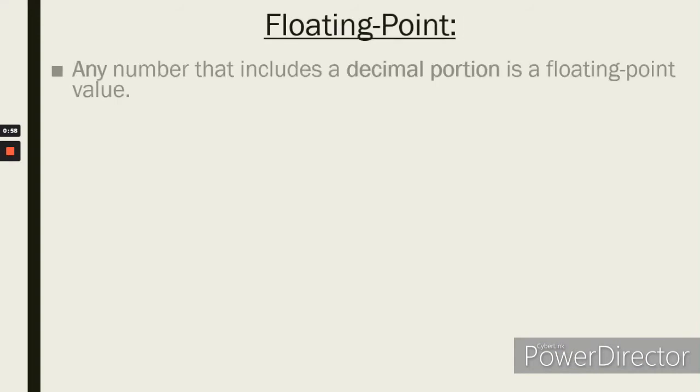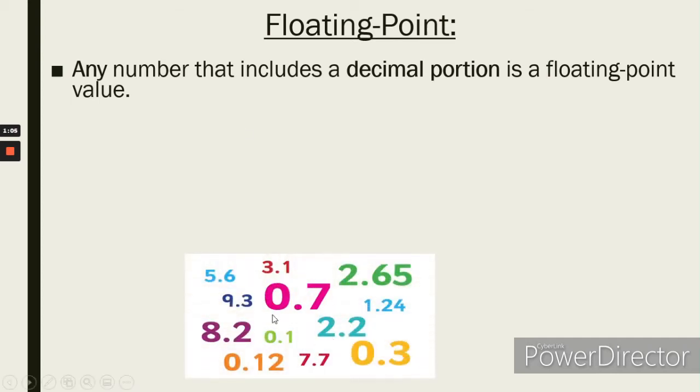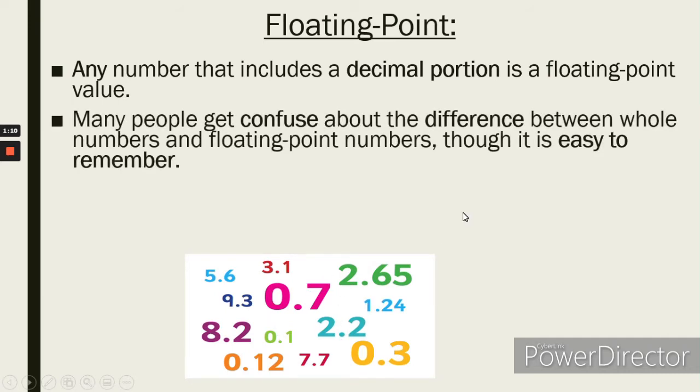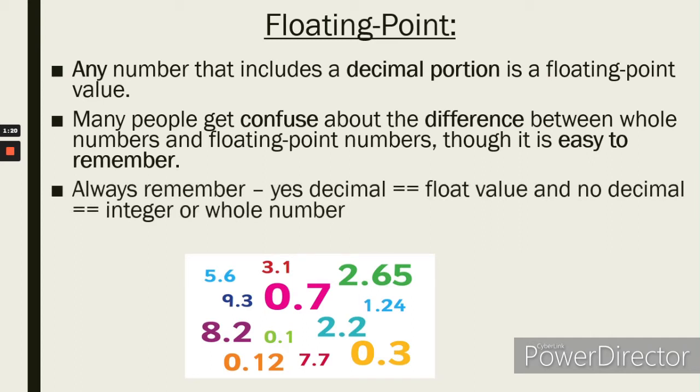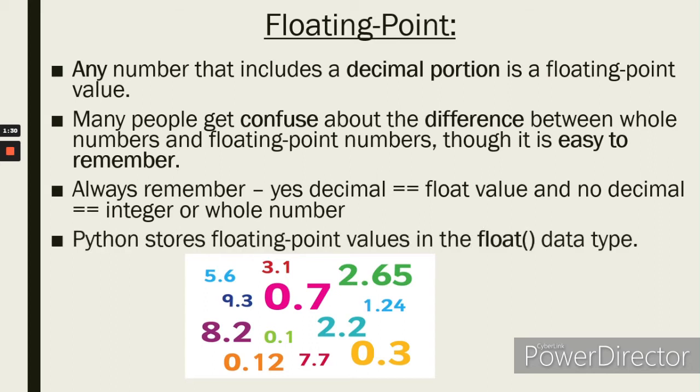Now our next point is floating point. Any number that includes a decimal portion is a floating point value. As shown here in this image, these are all examples of floating point because they have decimals. Many people get confused about the difference between whole numbers and floating point numbers, though it is easy to remember. If yes decimal, then it's a float value or floating point, and if no decimal, then it's an integer or a whole number. That's the easiest way to remember.